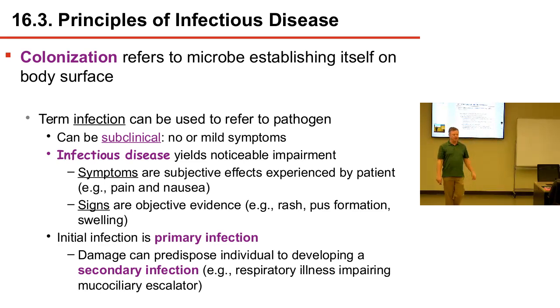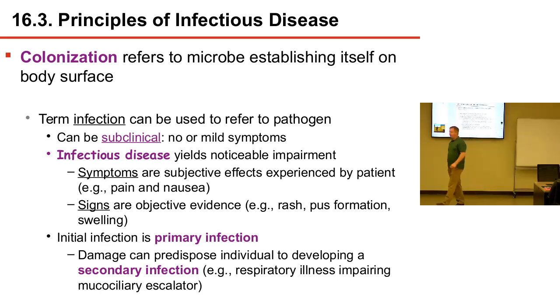Signs are something that gives me an answer, right? So in this case, a rash. A rash is going to tell me there's something going on. Pus formation tells me something's going on. There's an infection going on that's actually causing this particular sign. So make sure you understand the difference between symptoms and signs. Symptoms are subjective. Signs are objective.